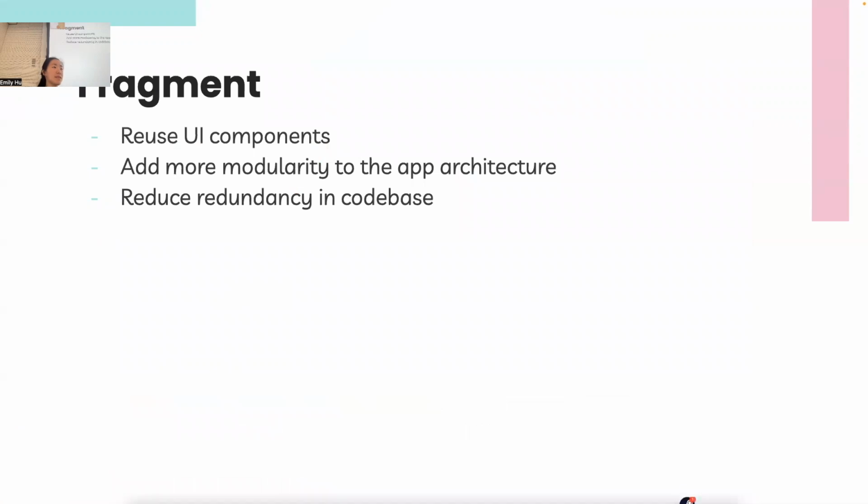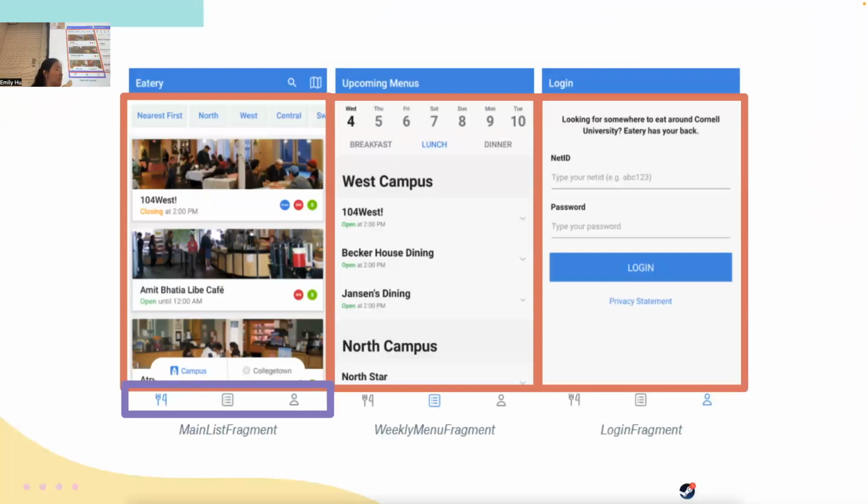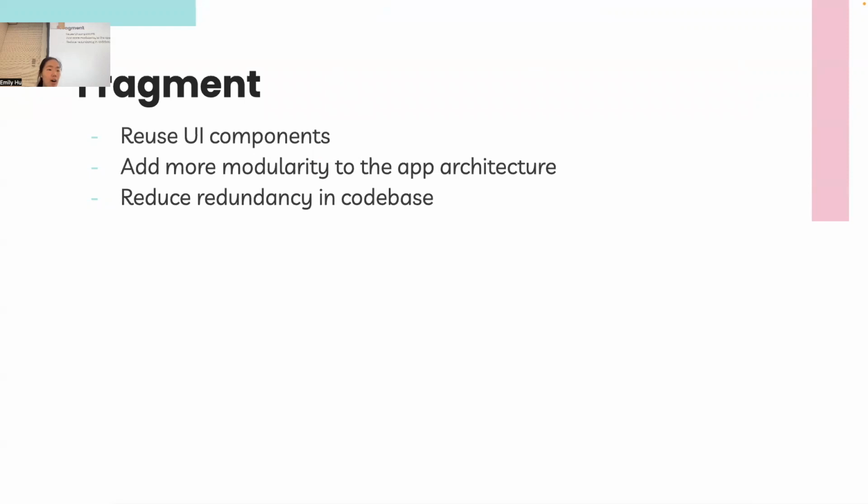Basically what Fragment allows is it allows you to reuse the UI components. So the bottom bar, you're able to reuse, so you don't have to keep adding that to the XML. It also adds more modularity to the app architecture, which just means that it separates all the concerns, so you can debug easier, and it's easier to use the code base. And then it reduces redundancy.